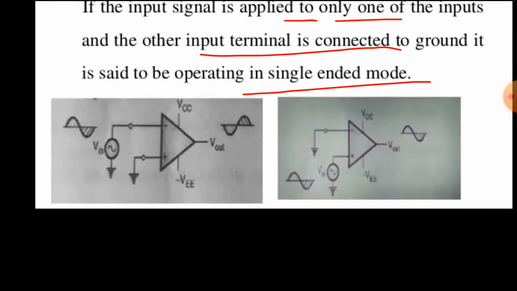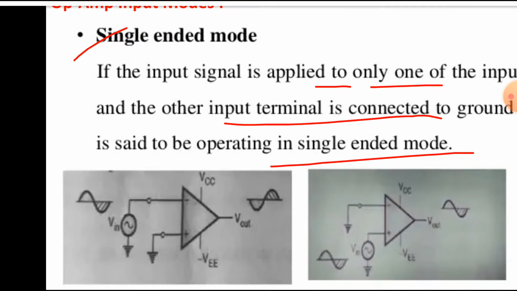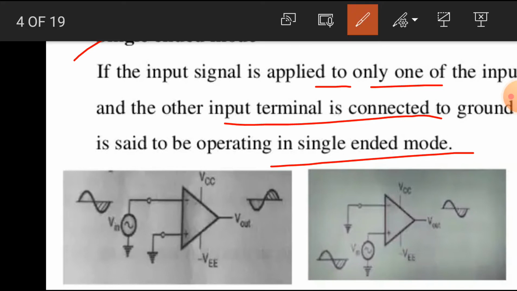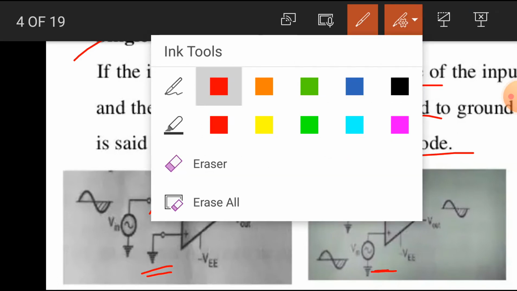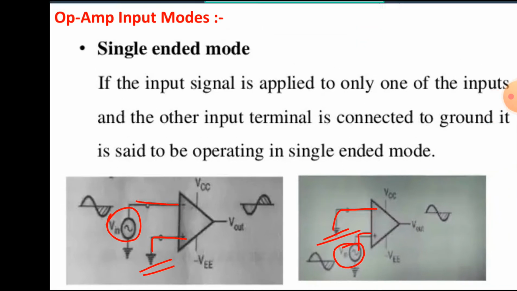That means in this diagram we can see that here the input signal is connected to the inverting terminal while the non-inverting terminal is ground. Similarly, here the input signal is connected to the non-inverting terminal while the inverting terminal is the ground. That means if the input signal is connected to only one of the inputs and at the same time the other input is ground, then this connection is called the single-ended mode.